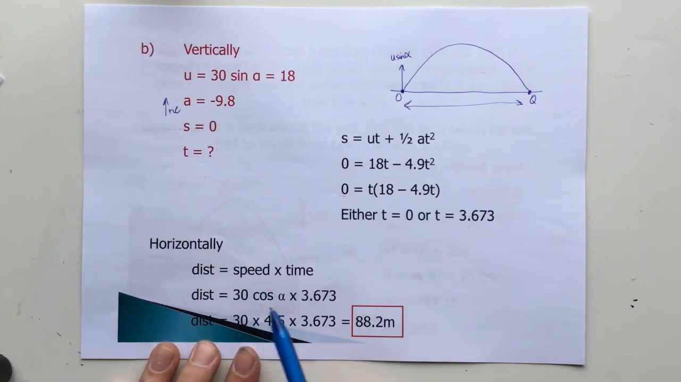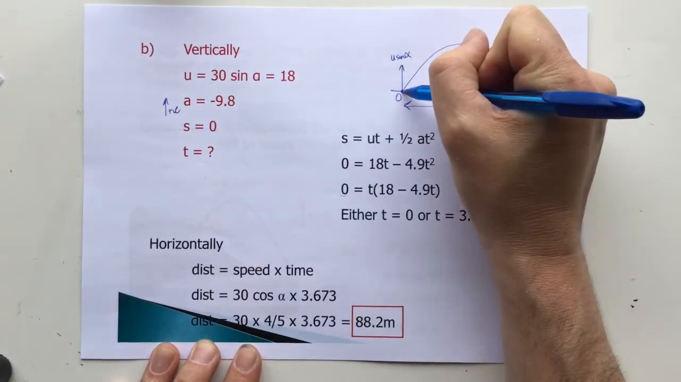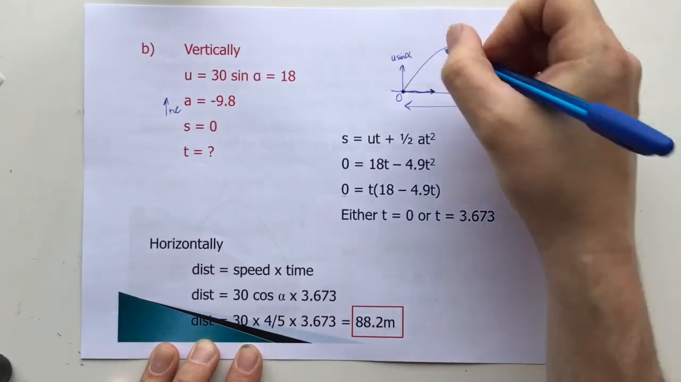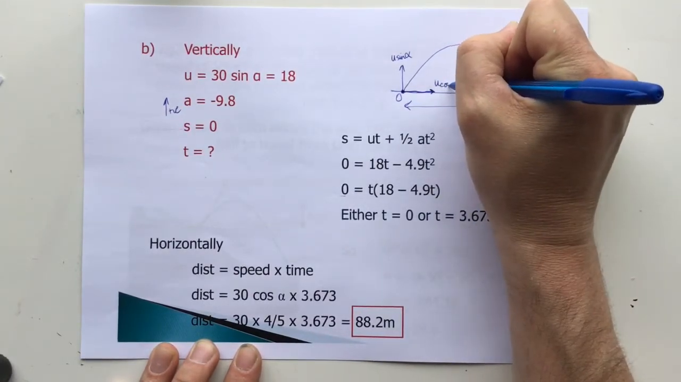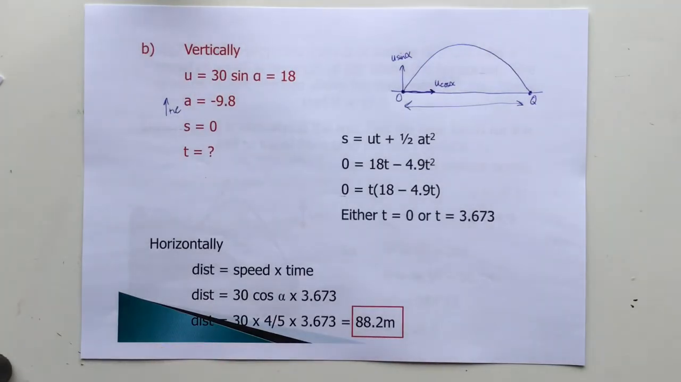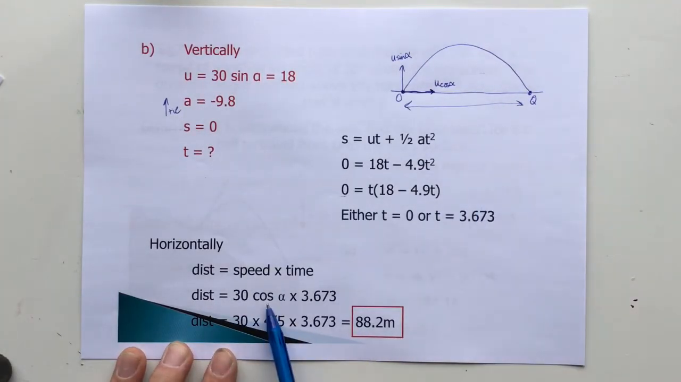Now, the speed, well, if u sine alpha is the vertical velocity, u cos alpha is the horizontal speed initially. And we've worked out already that cosine alpha is 4/5. So that's 30 times 4/5 times the time, which we've just worked out. And that works out then as 88.2 meters.